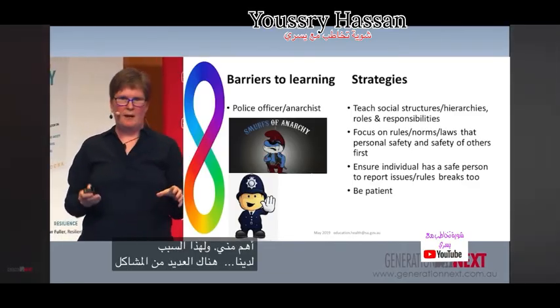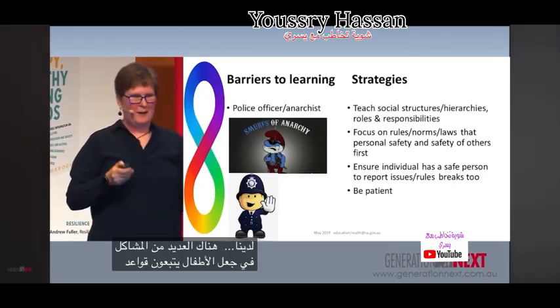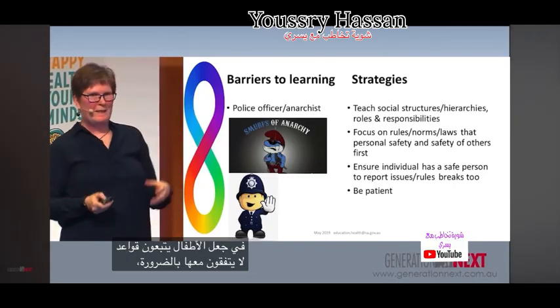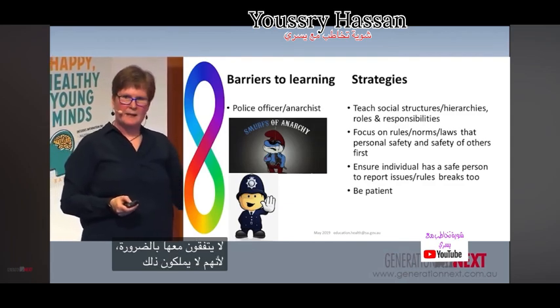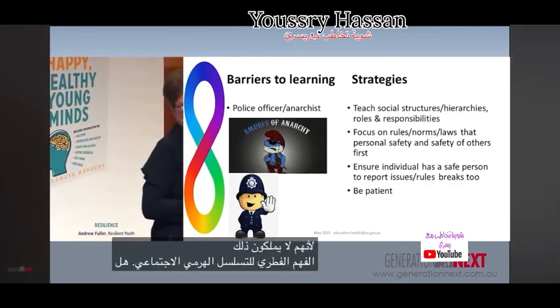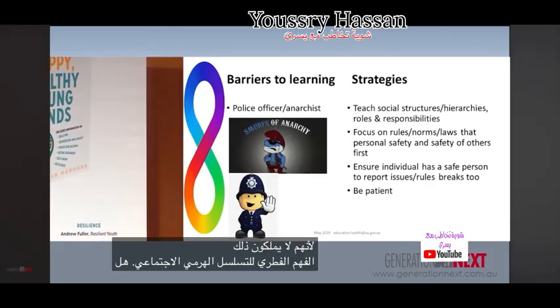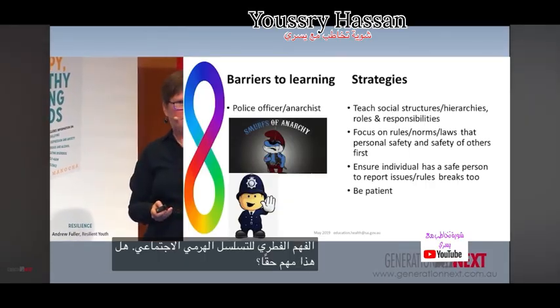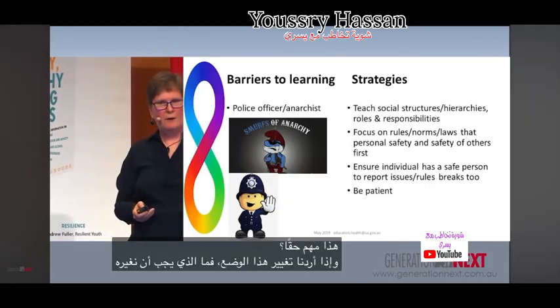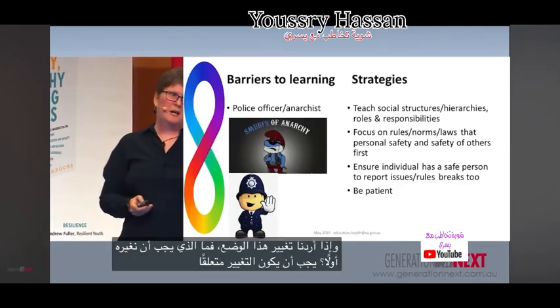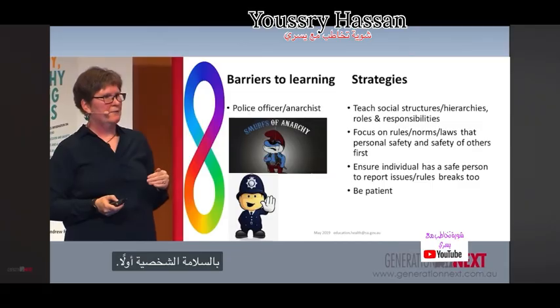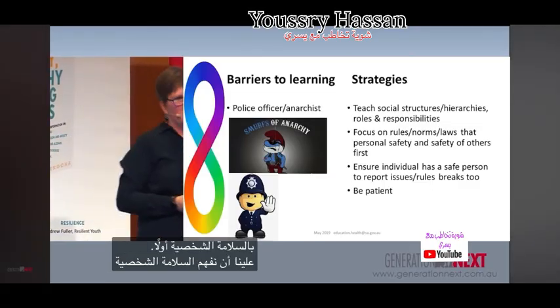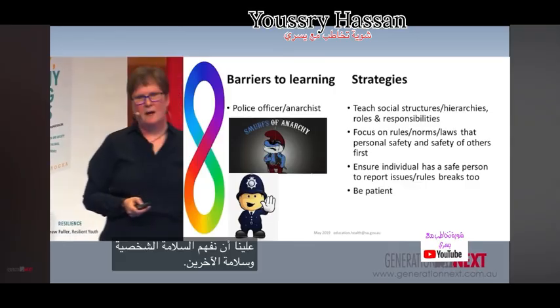And that's why we have so many problems with getting children to follow rules that they don't necessarily agree with, because they don't have that innate understanding of social hierarchies. Does it really matter? And if we're going to change this, what do we change first? It has to be around personal safety first. We have to understand personal safety and then safety of others.